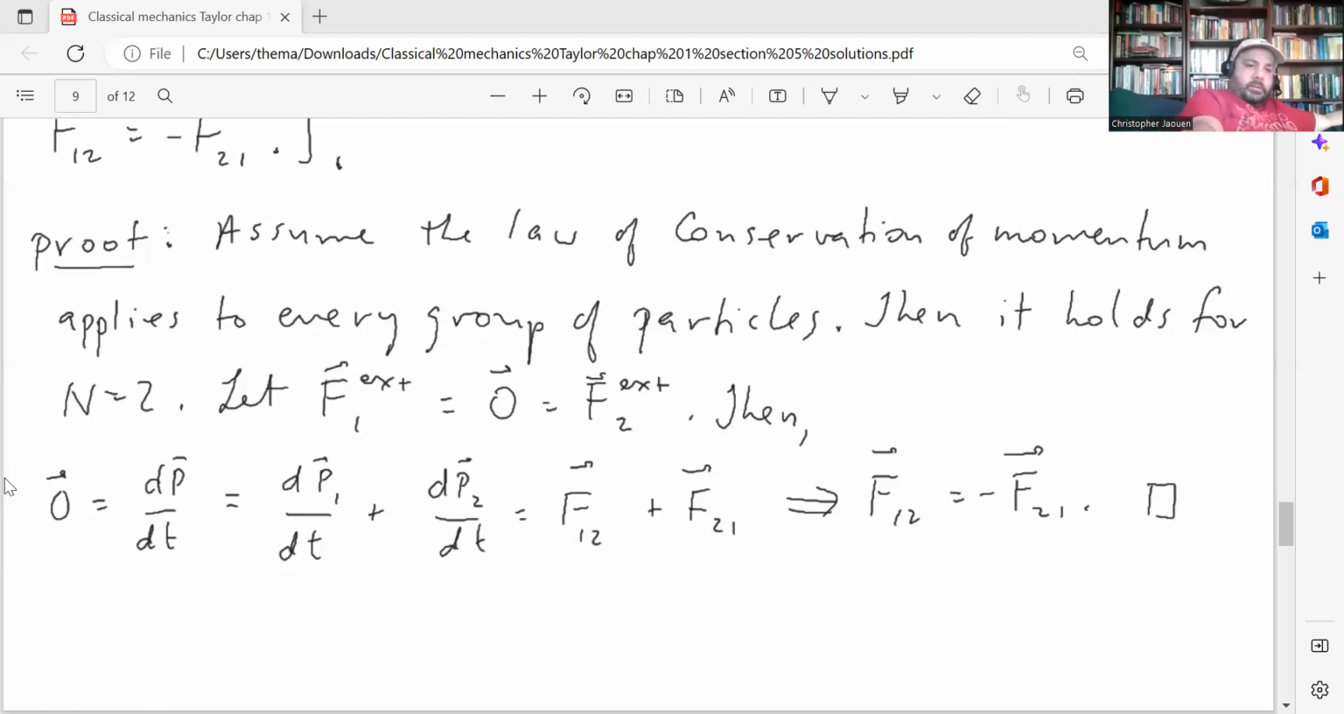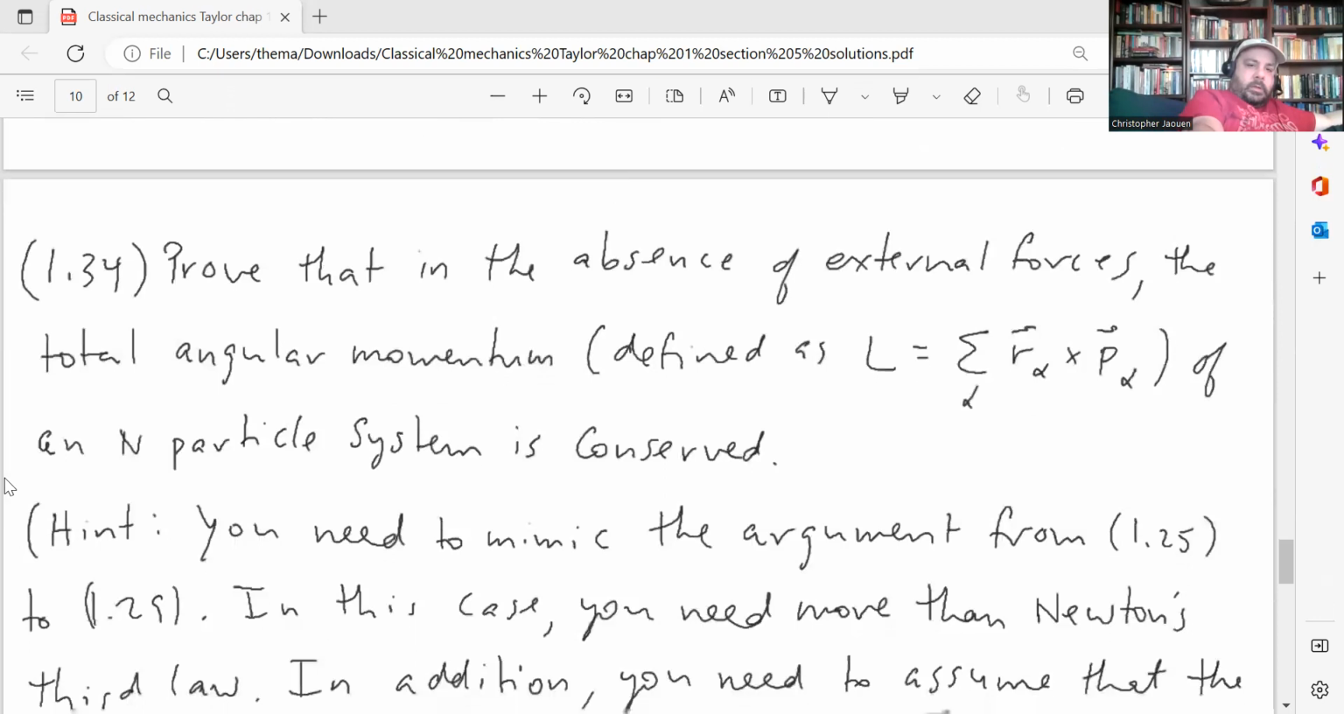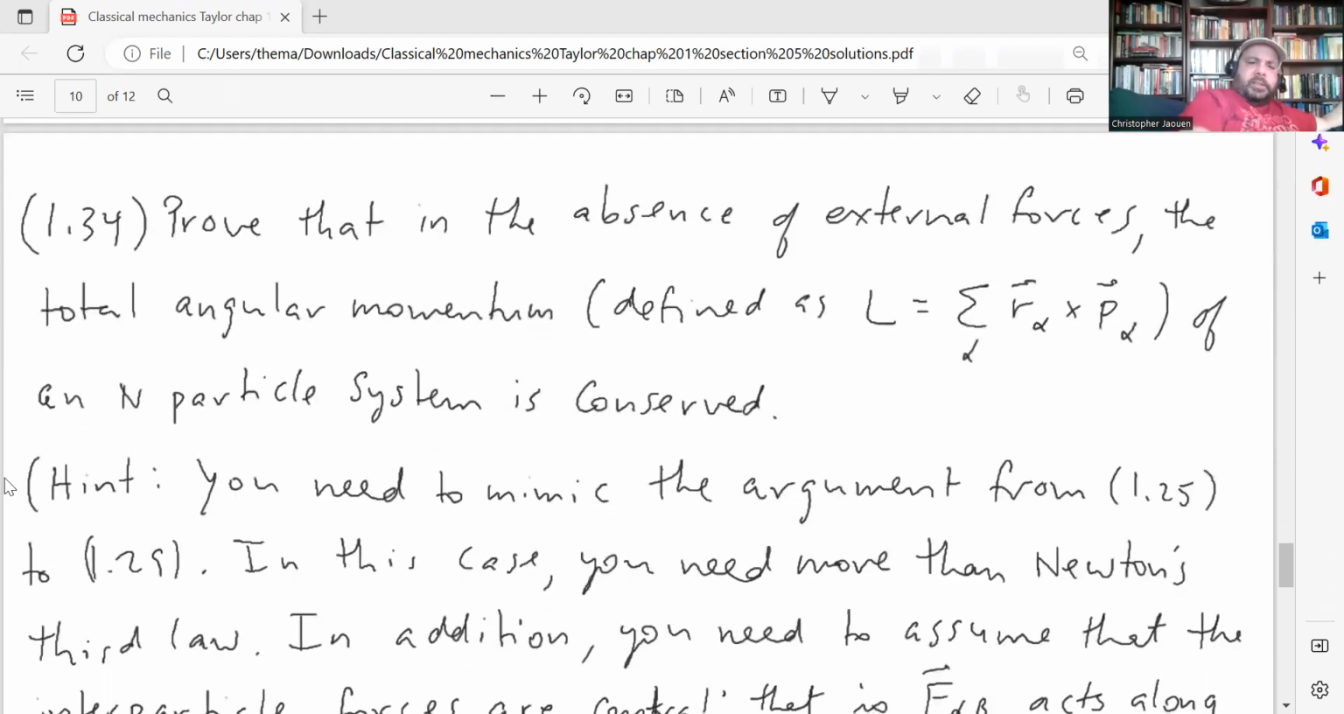All right. And I think this was the last problem I did. So prove that in the absence of external forces, the total angular momentum, which is defined this way, and actually this should have a vector arrow on top as well. L is a vector quantity. L is equal to the summation over alpha of R alpha cross P alpha.